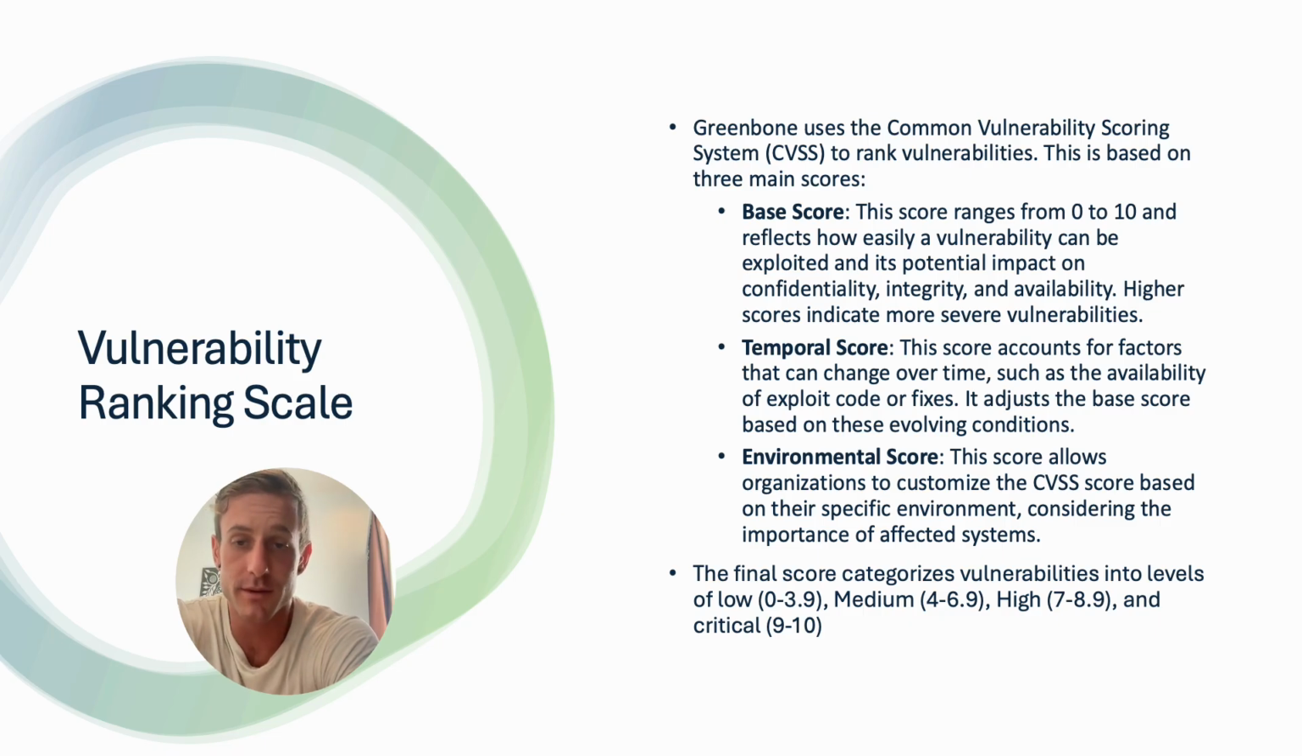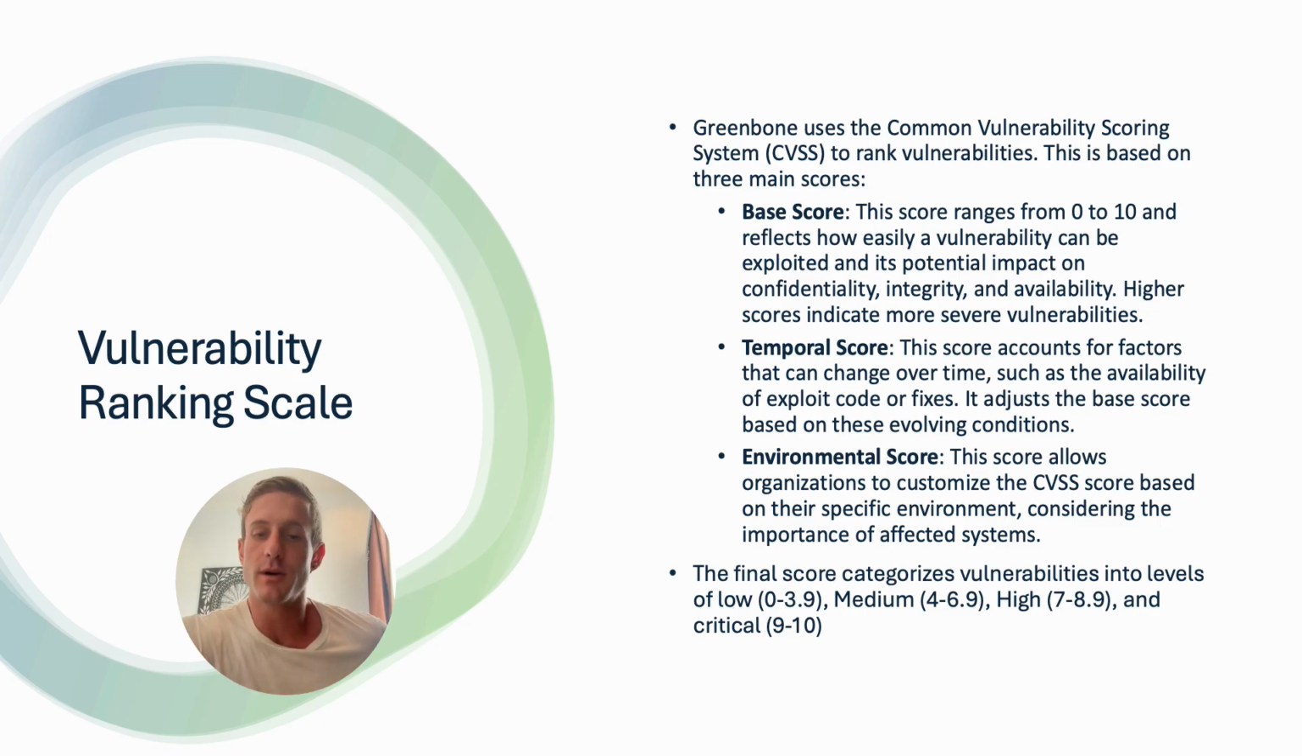It includes a temporal score. This score accounts for factors that can change over time, such as the availability of exploit code or fixes. It adjusts the base score based on these evolving conditions. And lastly, there's an environmental score that's taken into account. This score allows organizations to customize the CVSS score based on their specific environment, considering the importance of affected systems. So this just makes sense based on the specific setup of the organization, and how critical some of these vulnerabilities will be.